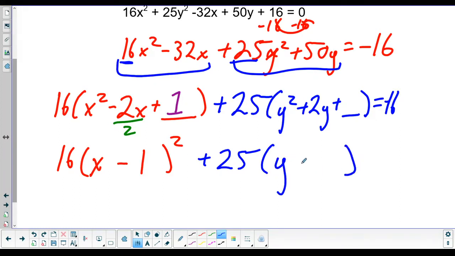It's going to be y something squared. To get this something, it's still half of the linear term. So half of positive 2 is positive 1. And then the number we put in here is this number squared. So 1 squared is 1 again. All right, so we're almost there.